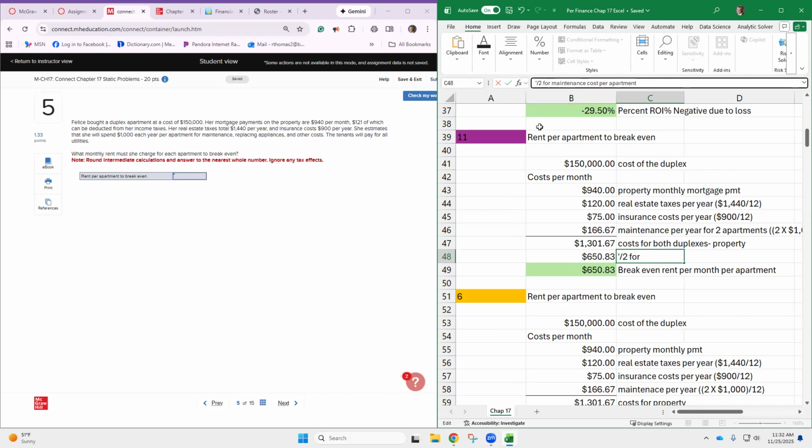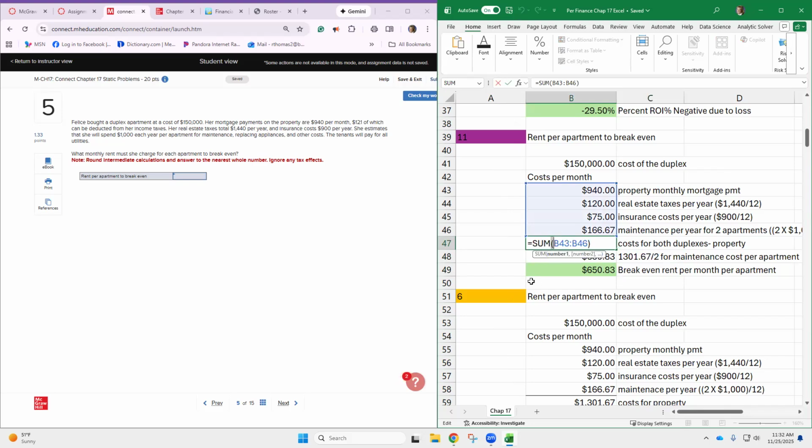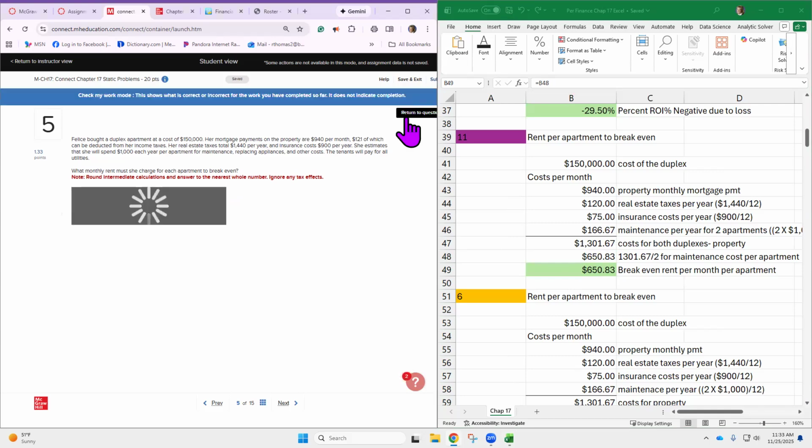Okay. So now I'm going to put this number in here. I'm going to put my 1301.67 divided by 2. Because if I've got all this in here correctly, I've got the cost for both duplexes, which is the property, of 1301.67. And then we want to divide it by 2. So the break even rent per month per apartment is $650.83. You say, why would anybody go through all of that just to break even?